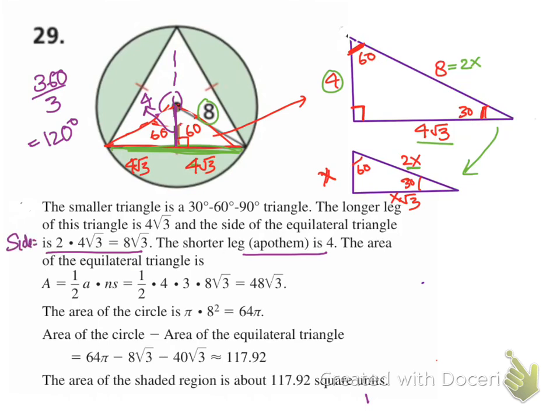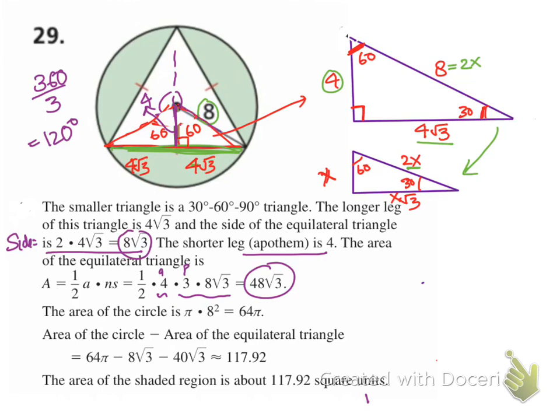Now we have the side, we have the apothem. Just plug it in. Half of this apothem, and this is the perimeter. Perimeter is what? How many sides are there? There are 3 sides, and every side is 8 root 3, multiply, and that's your answer for the area of the triangle. Now once you get the area of the triangle, you need to know the area of the circle.